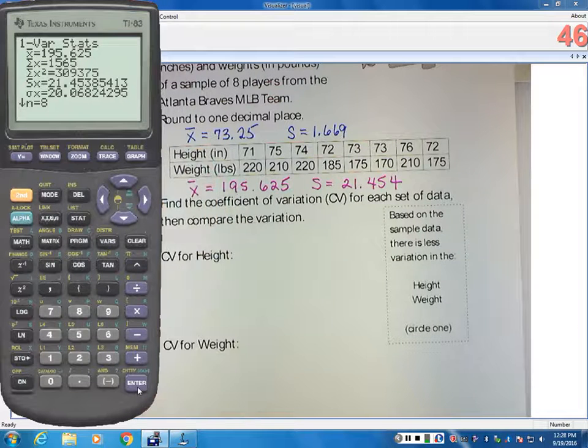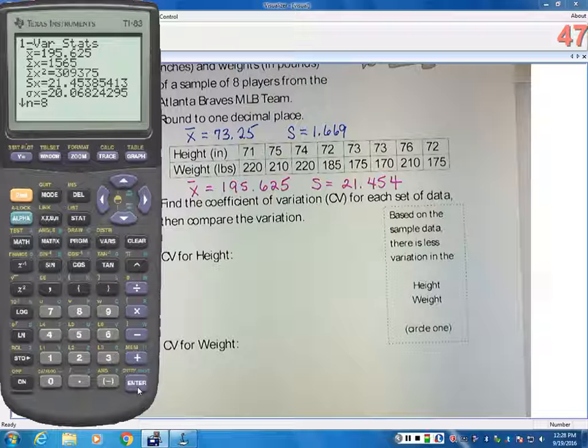Proportionality would be maybe the same. They may be the same. They may be very similar in the variation. So you can't look just at the standard deviation to decide, if you're comparing two groups that have means that are not similar, which one has more variation.